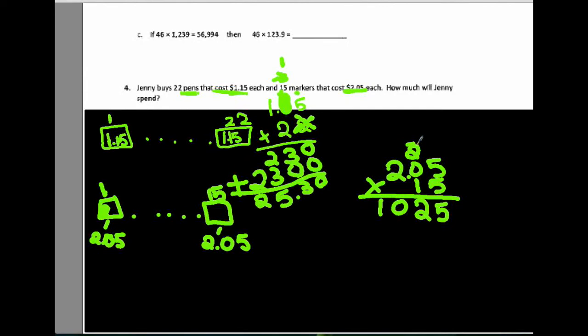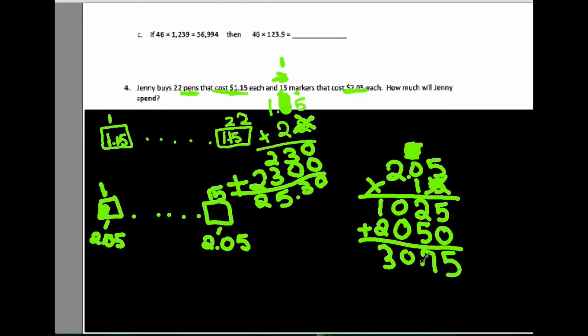And then you're going to add a 0 because you're back in the tens place. 1 times 5 is 5. 1 times 0 is nothing. 1 times 2 is 2. And then I'm going to add them up. 5 plus nothing is 5. 5 plus 2 is 7. 0 plus 0 is 0. And 1 plus 2 is 3. And there's 2 numbers behind the decimal, so I'm going to add the decimal there.